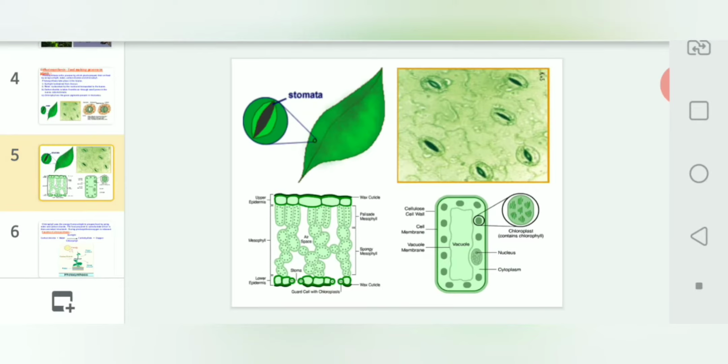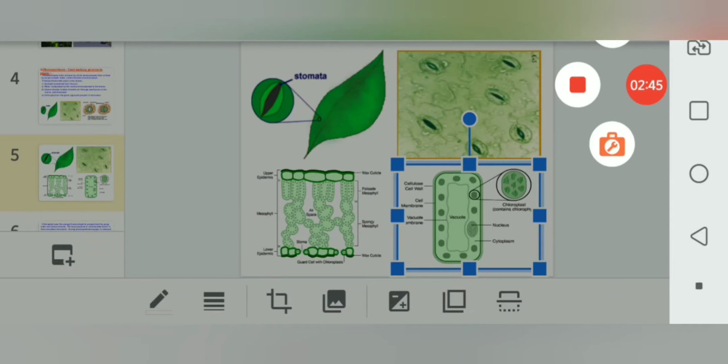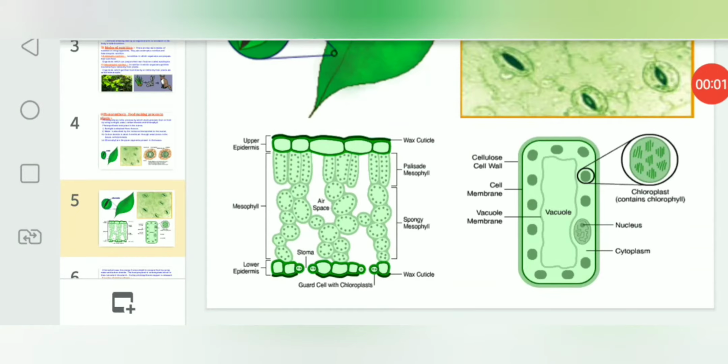Here you can see the diagram of stomata and how they help in the preparation of food. Children, you can now observe each cell in a leaf, which consists of chloroplast, which contains chlorophyll, nucleus, cytoplasm, vacuole, cell membrane, and cellulose, which is a cell wall. You need to draw this diagram in your notebook.